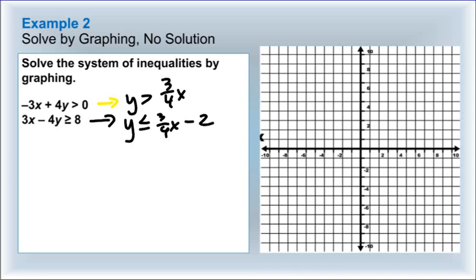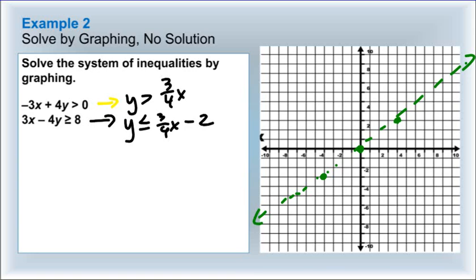Now, if I were to draw the line here, so for the top one, put a point at 0, 0. Slope of 3/4, so up 3, 1, 2, 3, to the right 4, 1, 2, 3, 4. Or I can go down 3, to the left 4. It's got a dashed line, so I'll put a dashed line through here.